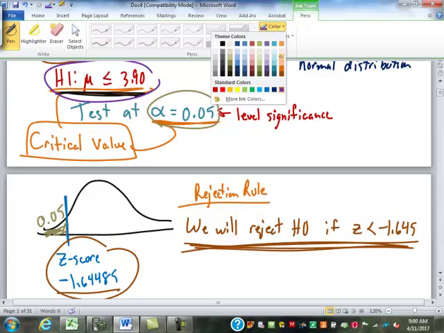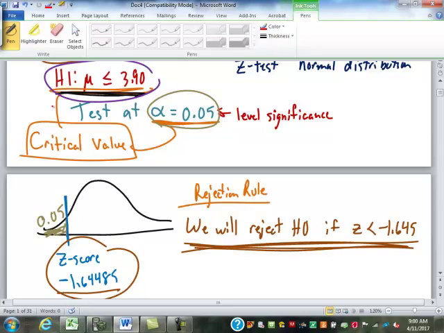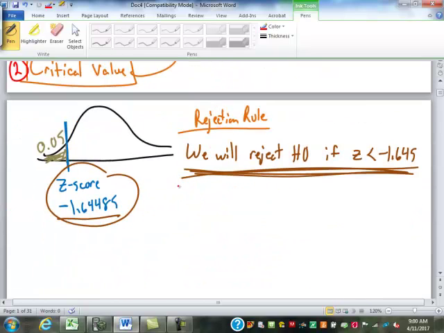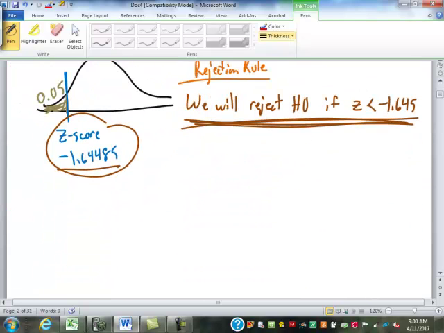So let's check out this data here. Let's find our test statistic. We found the critical value. That's one of the first things we have to do once we've set up the hypotheses. Step number one is to set up those hypotheses. Step number two, we have to be given alpha, that level of significance. We use that level of significance and the alternative hypothesis to find the critical value. Step 3 is going to be to find the test statistic.